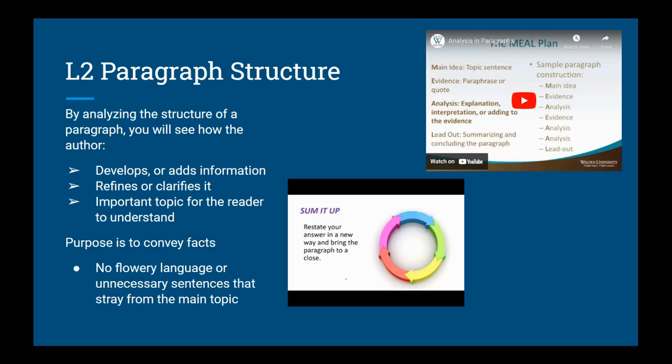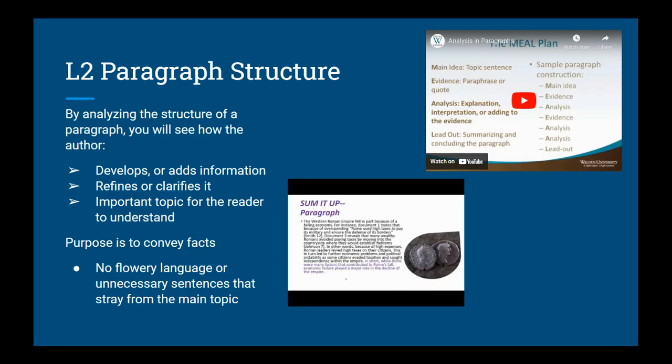Our last letter stands for sum it up. So this is where you're going to restate your answer in a new way and bring the paragraph to a close. You'll see here that in the first sentence, I wrote, the Western Roman Empire fell in part because of a failing economy. In the last sentence, I expanded upon what I meant by in part. So I said, while there were many factors that contributed to Rome's fall, economic failure played a major role in the decline of the empire.